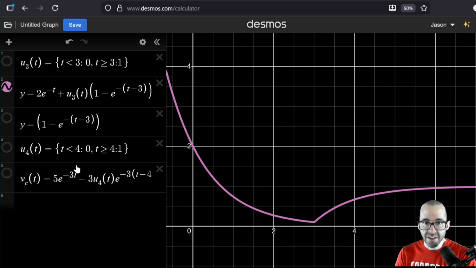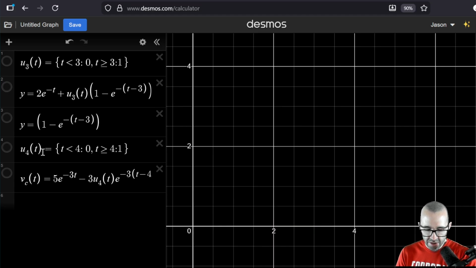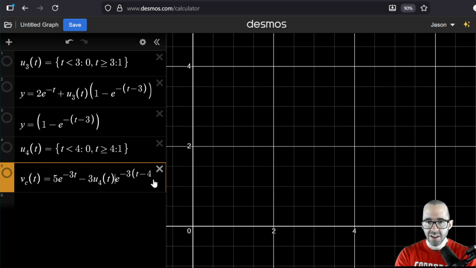So I already input this into Desmos. So I defined the Heaviside function at 4. I could have just defined a generic Heaviside function by making a parameter, but I didn't. And then I graphed our equation, which again should hopefully look like what we just found. I graphed our solution. Yeah, this is all right. This is looking like what we found in a slightly different order, but looking like what we found.